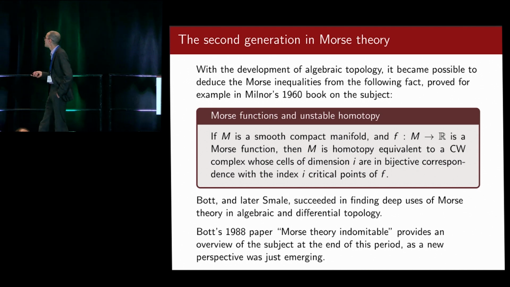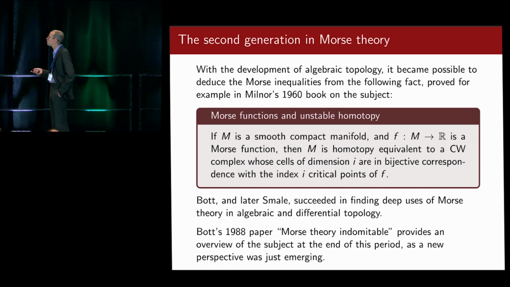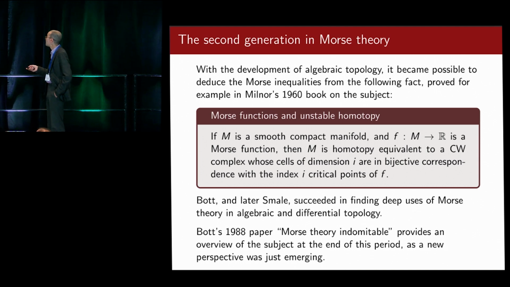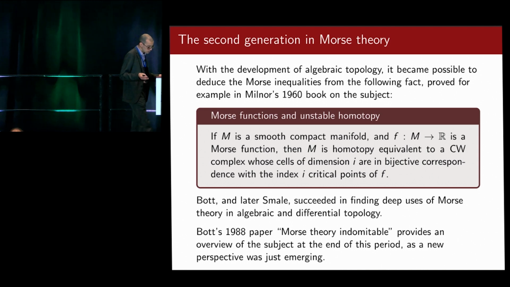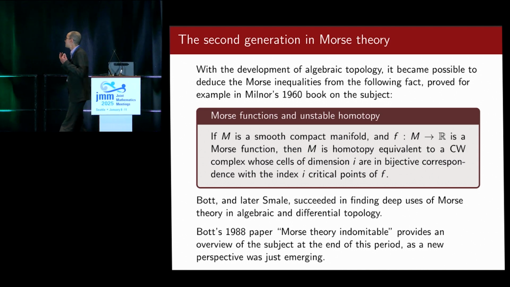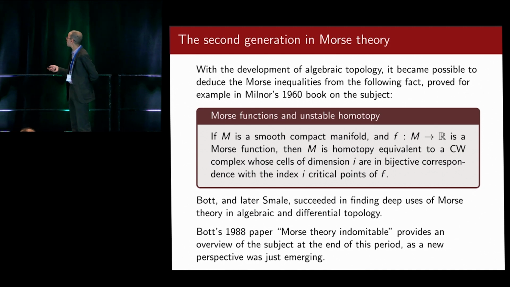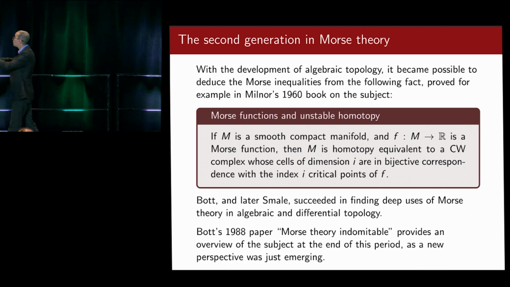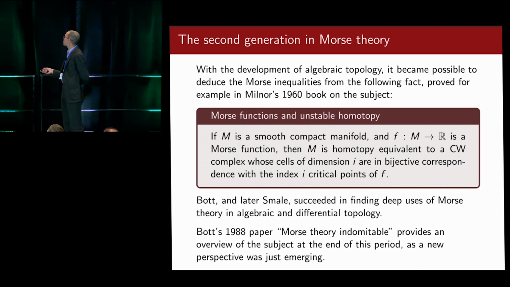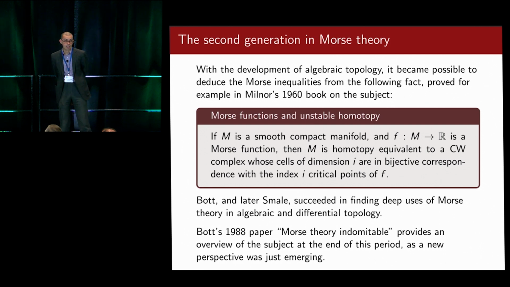So the result says that if you have a smooth compact manifold, again, I can make it have boundary if we want, but let's just simplify. And you have a function which is Morse, which here means it has non-degenerate critical points. Then M is homotopy equivalent, which again, I do not want to give a definition, but it means that you can deform its shape continuously without tearing apart. You can deform it to a CW complex, some kind of complex that's built out of balls, and the balls of dimension I are exactly in bijective correspondence with the index I critical points.